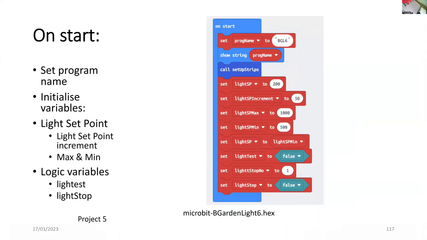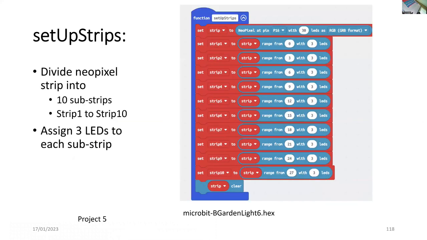On the startup, similar to before, we've added an additional function here, which is setting up the strips. But otherwise, it's the same as we had before. So let's have a look at that one. Setting up the strips allows us to configure port 16 with 30 LEDs. And we're going to create substrips from strip 1 to strip 10. And each of them has 3 LEDs. And we're going to configure those with the right colors later on.